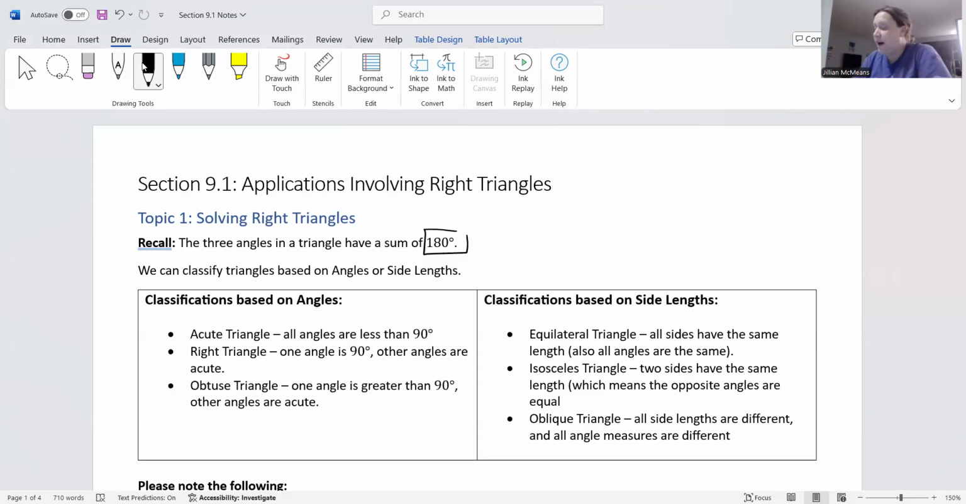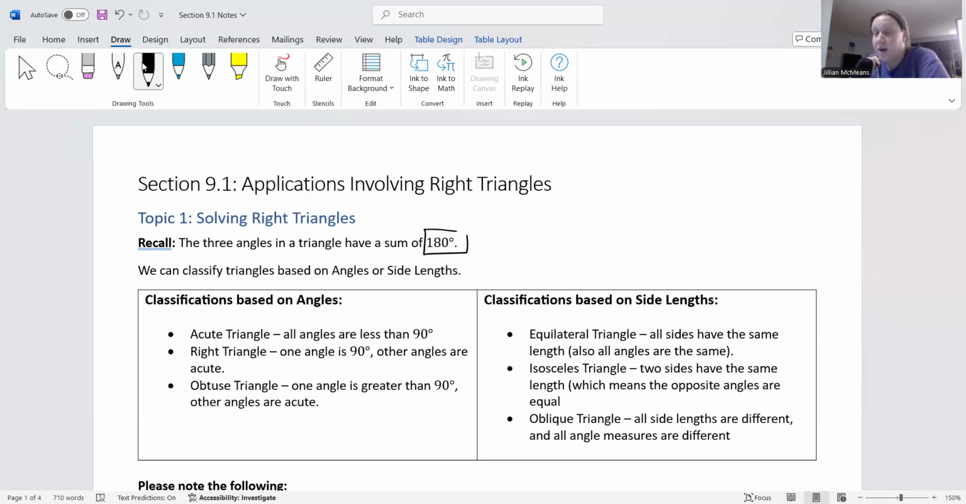Now, if we classify triangles based on side lengths, you can have what's called an equilateral triangle, where all three sides have the same measure. And because all three sides have the same measure, all three angles are going to be the same. They're going to measure 60 degrees, okay?